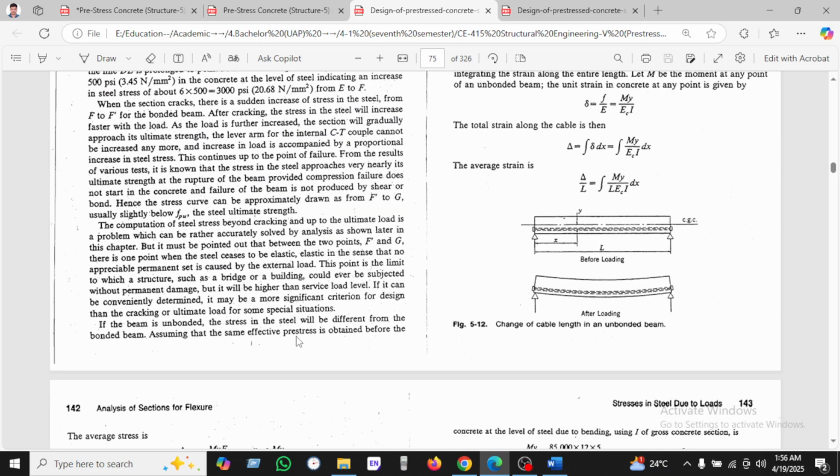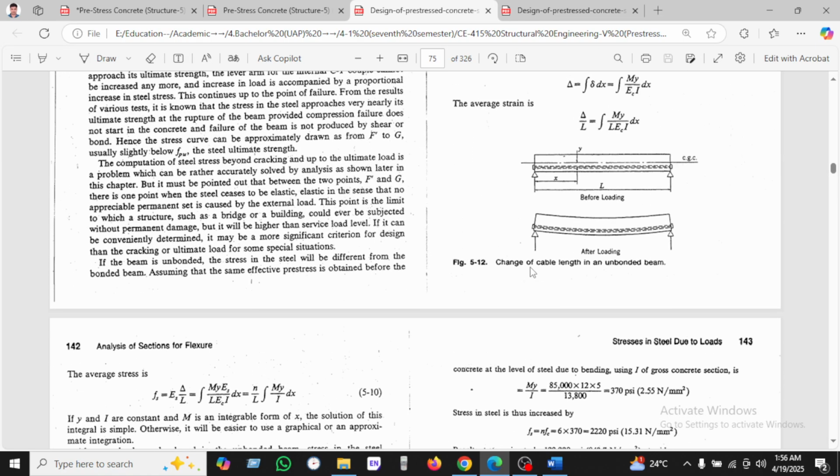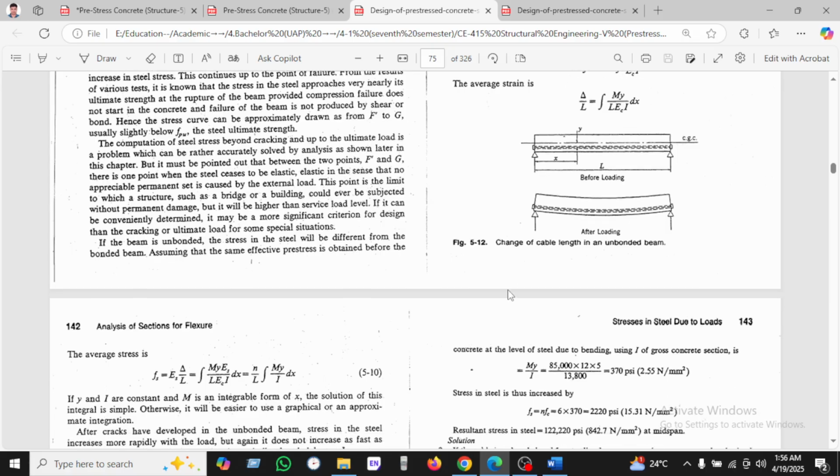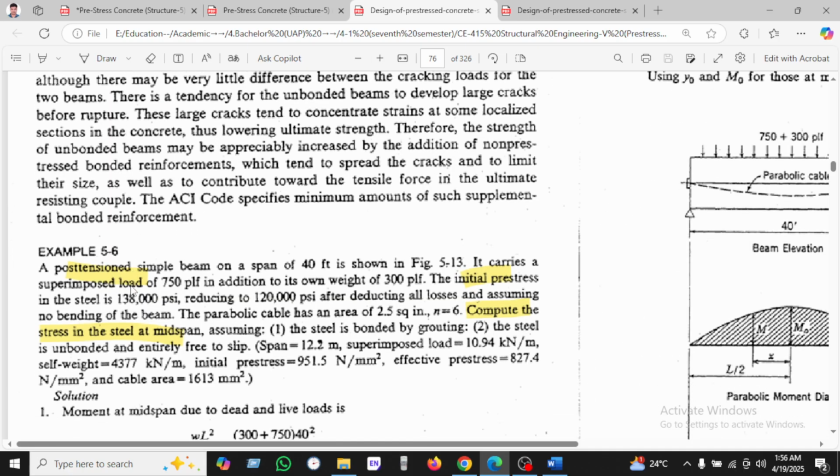Okay, you can see here the change of cable length over the unbonded. This is the math example as we have seen here. Okay, let's see the next one.